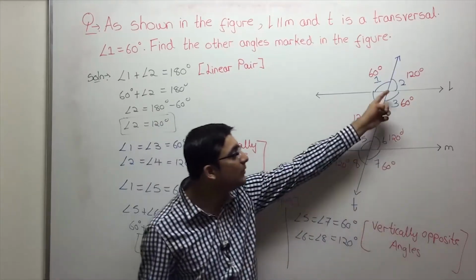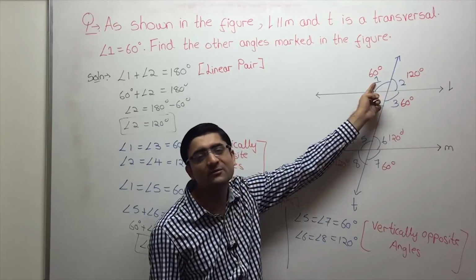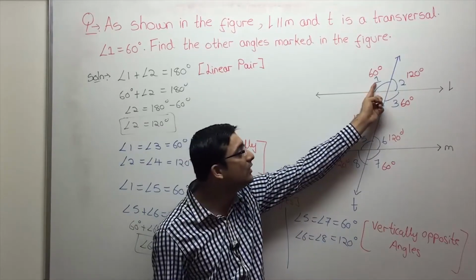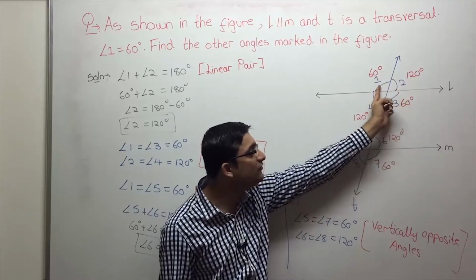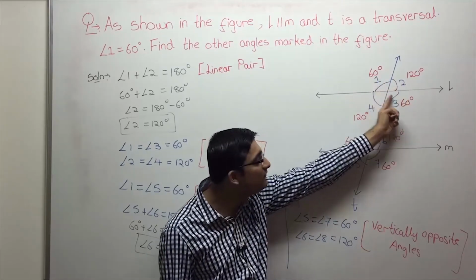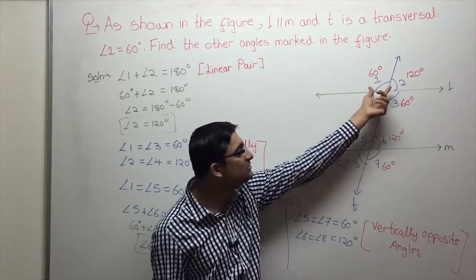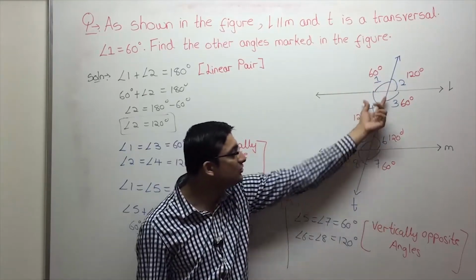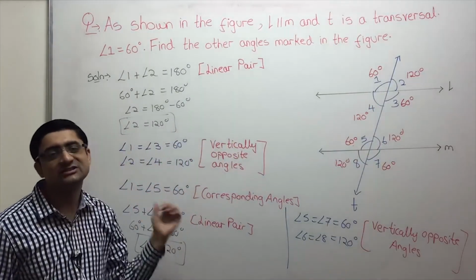So remember, whenever 2 lines intersect, we get 4 angles. As long as you know any one of them, you can get the remaining 3. How? Linear pair and then vertically opposite. So first apply the linear pair concept, then vertically opposite angles, you'll get these 4 angles. Once you have these 4 angles, just write down all the corresponding angles, you'll immediately get the remaining 4, right? So this is how you solve such type of questions.